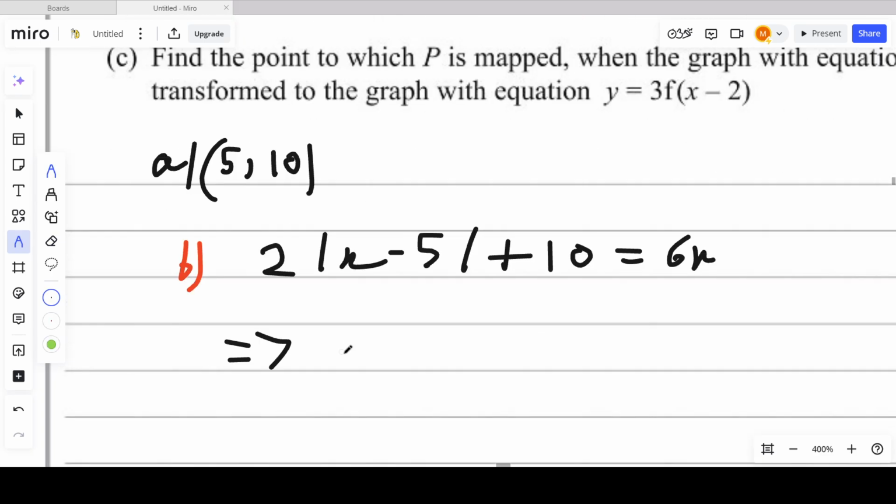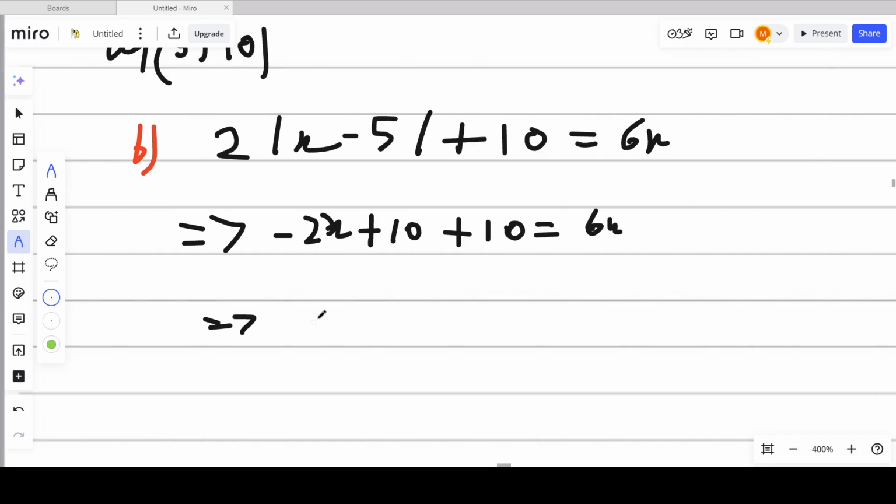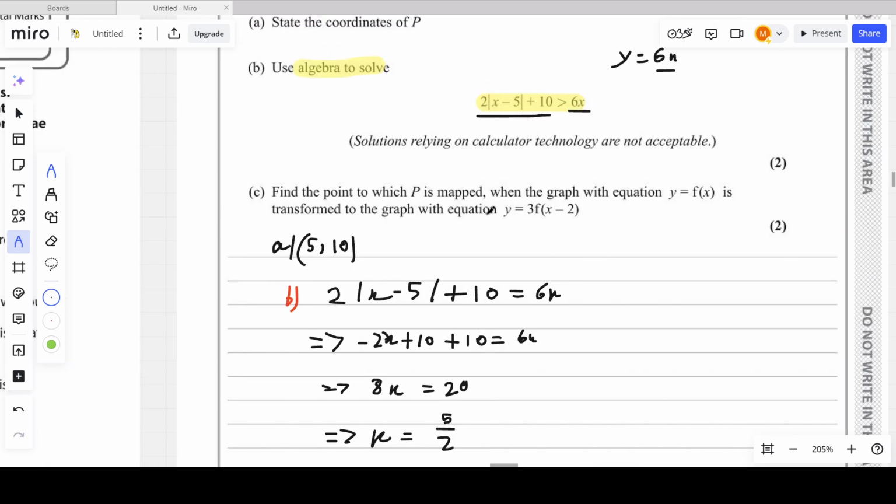So we will consider the negative 2x plus 10 equals 6x. Okay, so 6x plus twice of x is 8x, equals 20. So what would be the value for x? The value for x would be 20 over 8. This is nothing but 5 over 2. This is the x coordinate of the critical value.